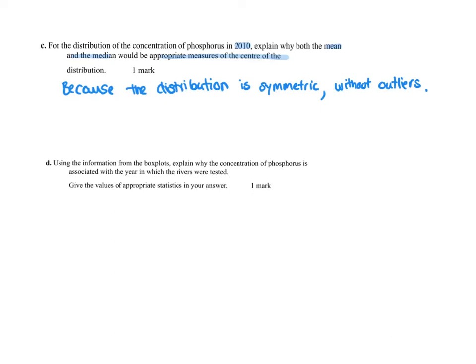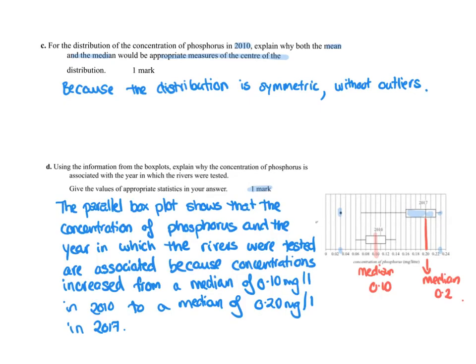Okay, using the information from the box plots, explain why the concentration of phosphorus is associated with the year in which the rivers were tested. Give appropriate statistic answers in your answer. So because it's just 1 mark, you probably only have to use one statistical thing. And I often think that using the median is the easiest way. So we'll do that. Okay, so I'm going to say that the median increased with the year.